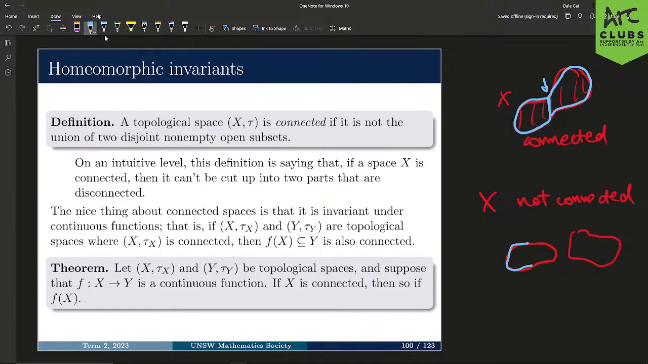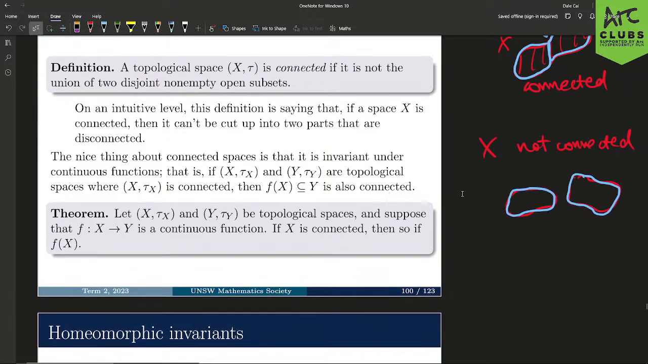Then this can be the first component, this can be the second component. Both of them are open sets, and they're non-empty, they're disjoint, but the union is the entirety of X. And then there's a theorem that says that if you have a continuous function, then it preserves connectedness.